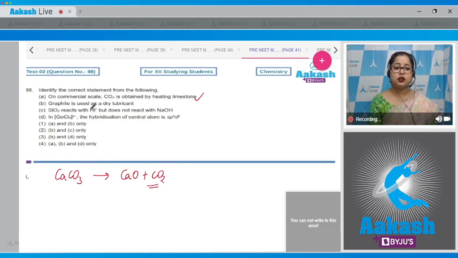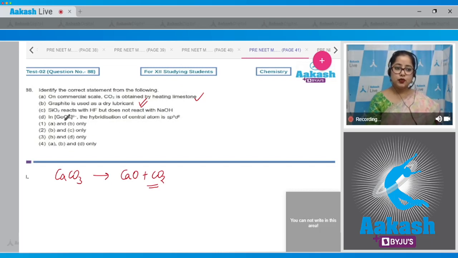Moving to next, graphite is used as a dry lubricant. Students, this is also a correct statement, as graphite has layered structure and these layers are held by van der Waals forces of attraction. Graphite cleaves easily between the layers, therefore it is very soft and slippery. For this reason, graphite is used as a dry lubricant in machines running at high temperature where oil cannot be used as lubricant. That means this is also a correct statement.